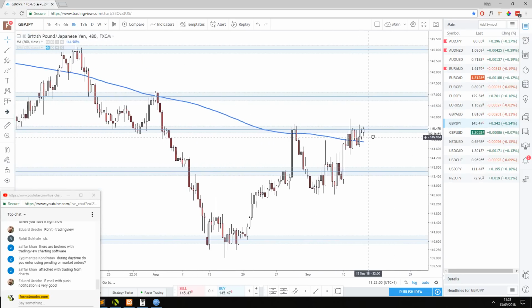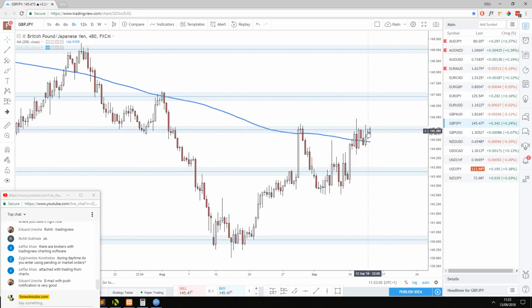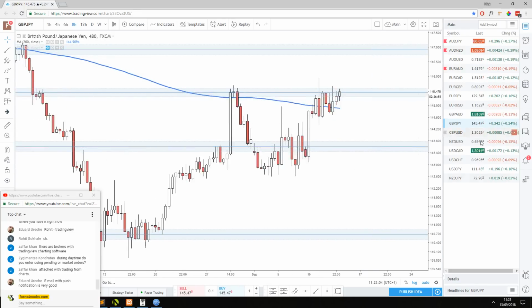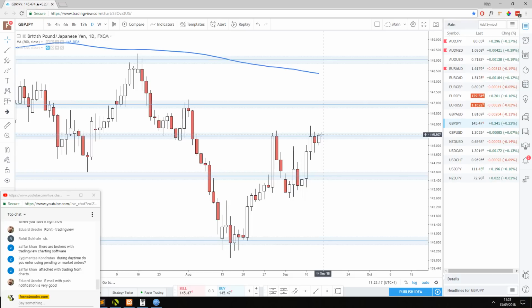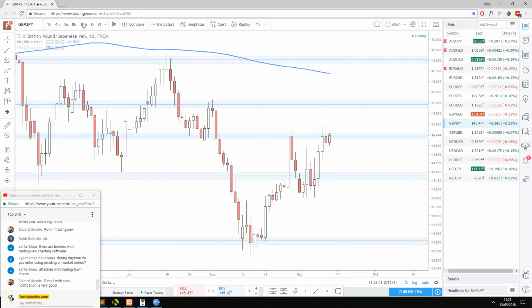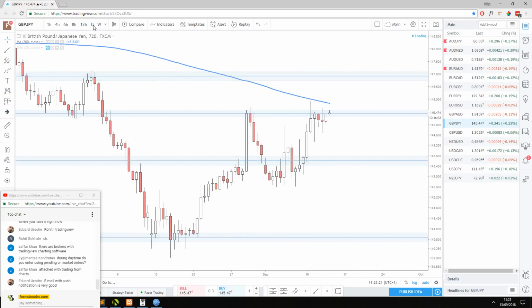GBPJPY, now this one is a little bit interesting, but basically what we have is we have price stalling out on resistance. I'm just not a big fan of this. But it is technically looking like it could turn into a reversal setup.